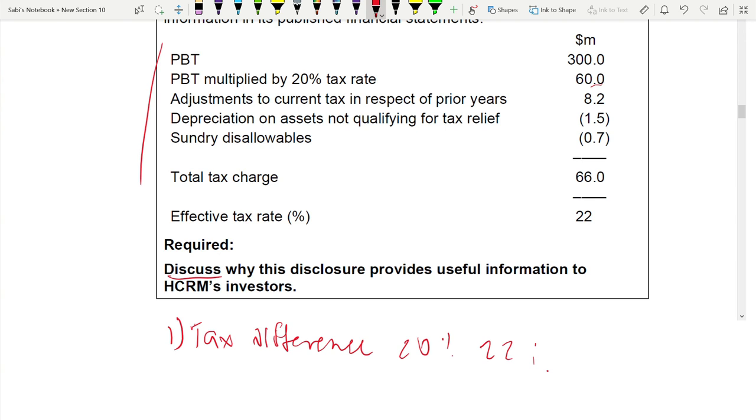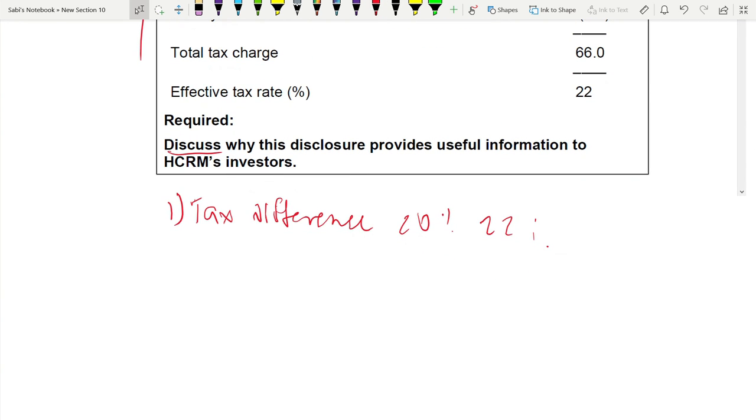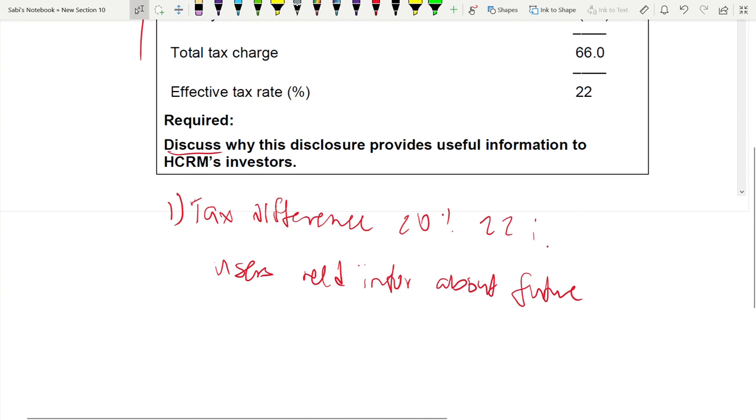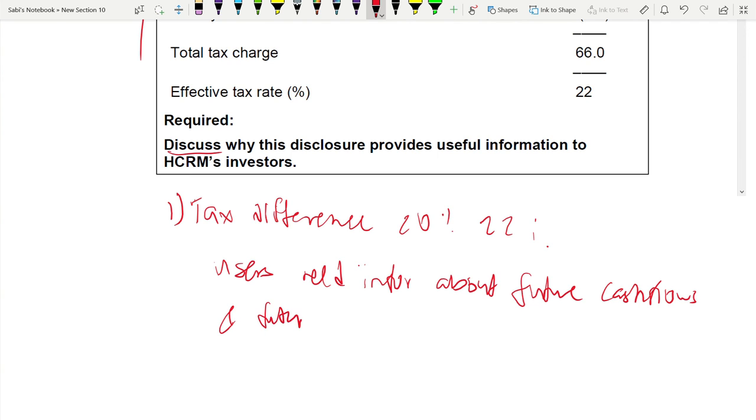Okay, see users, why do users of financial statements need this information? First start with the user's point of view. Why do users need it? Because they need to understand the future cash flow and future profit. I'm writing it in short forms, you can read the sentences later on. Users need info about future cash flow and future profit, isn't it? What do we care about in the financial statements? We only care about two things. One is profit, one is cash flow. So start with that: future cash flow and future profits.